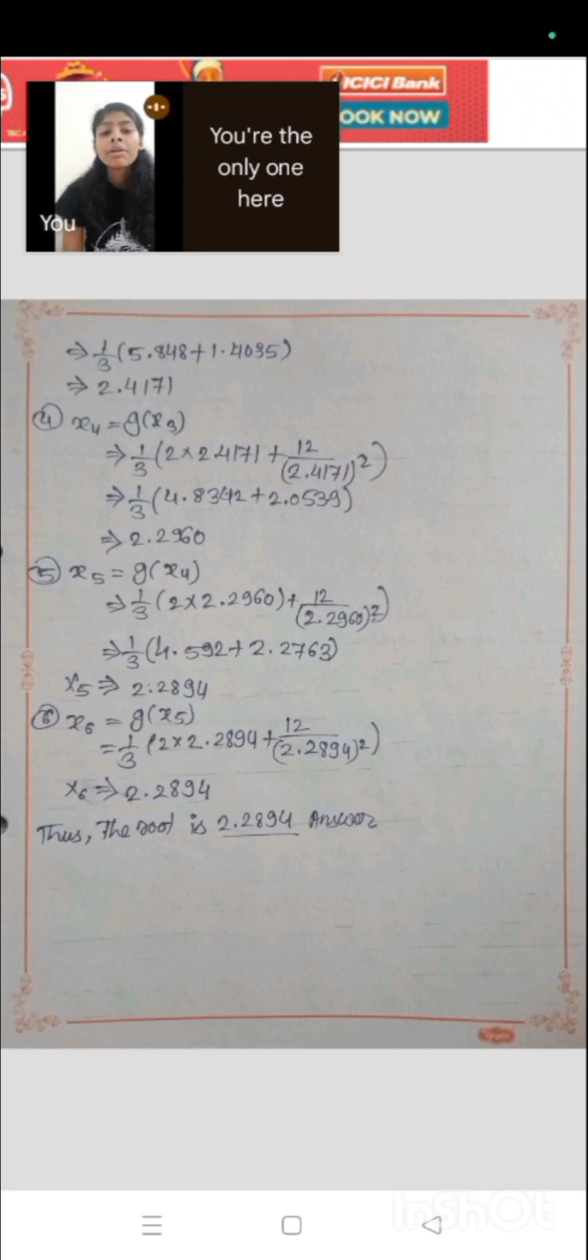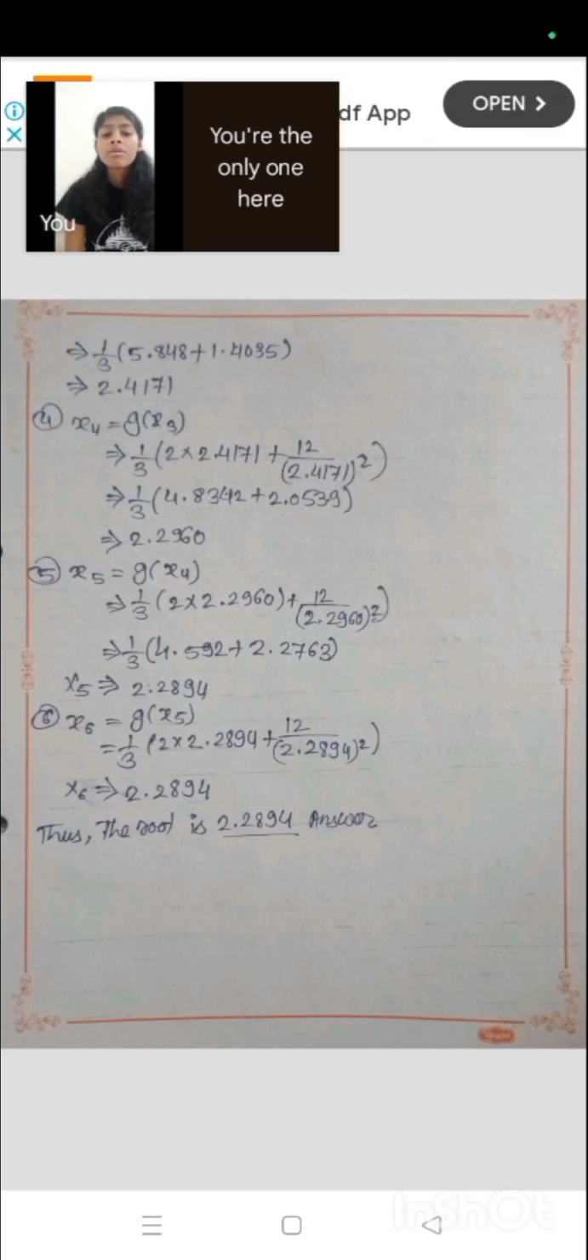So 1 by 3 into 2 into the x3 value 2.4171 plus 12 upon 2.4171 square. When we solve this equation, we get 1 by 3 into 4.8324 plus 2.0539, and when we solve this, we find x4 is 2.2960. We check that the x3 and x4 values are not the same.